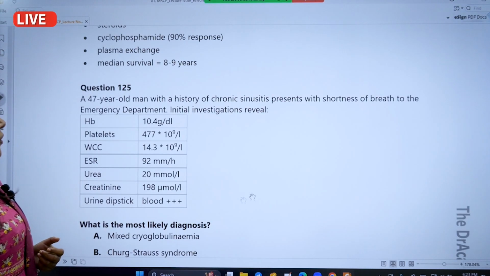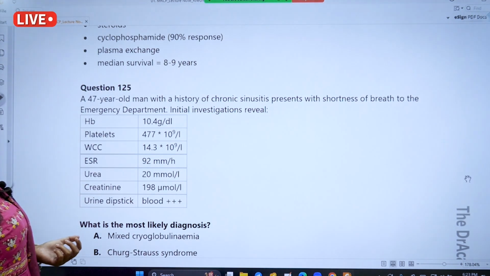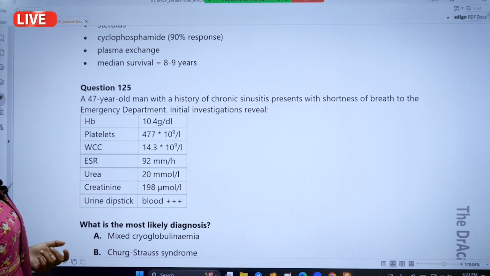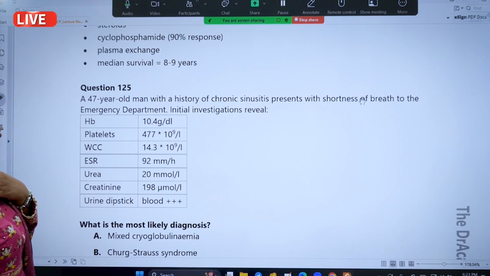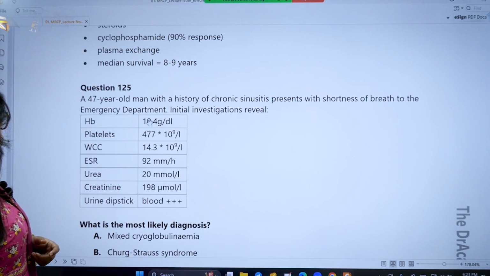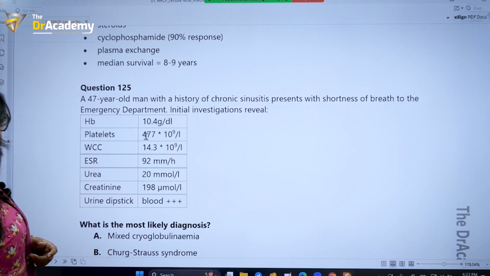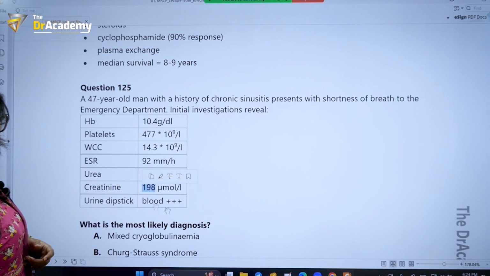So let's read out a question, that way you will be able to answer more and more questions related to this. So history of chronic sinusitis is already indicative of upper respiratory tract involvement, with shortness of breath, that is lower respiratory tract involvement. Initial investigation shows low hemoglobin. Platelet is normal, but WBC count is slightly raised. ESR is high, serum urea is increased, creatinine is also increased. Urine dipstick is showing blood 3+.